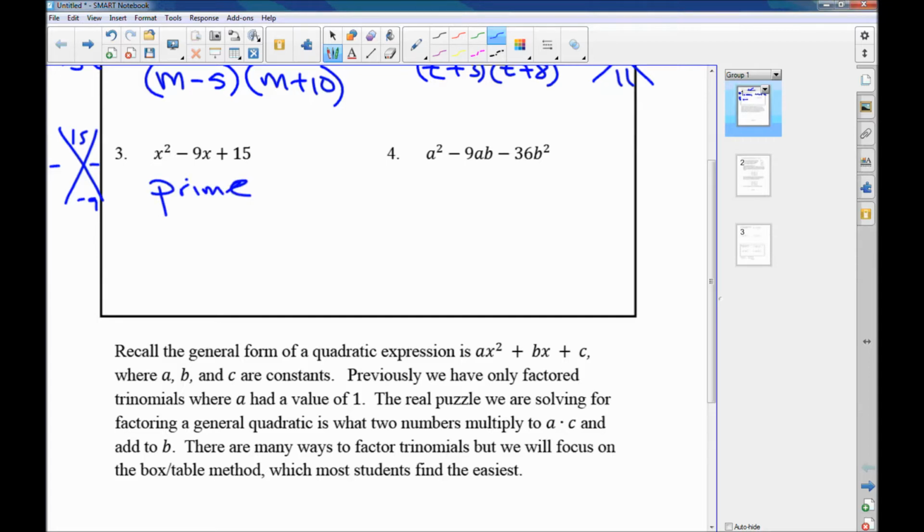And then in our last one here, we want two numbers that will multiply to negative 36 and add to negative 9. One of them has to be positive, and one of them has to be negative for this to work, and the bigger one needs to be negative.